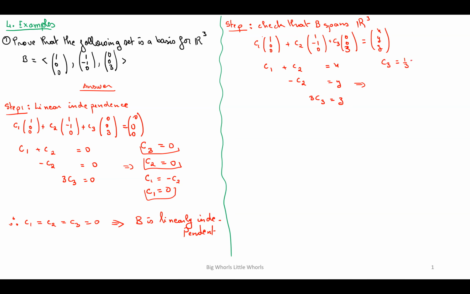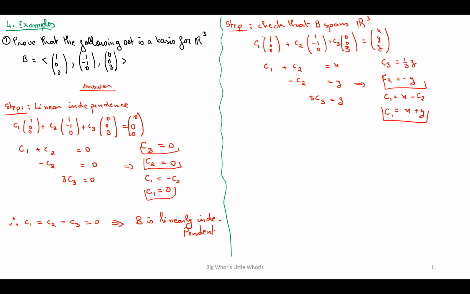Okay, so back substitution, that means C3 equals a third of z, C2 equals minus y, and C1, which is equal to x minus C2, equals x plus y. So C1 equals x plus y.